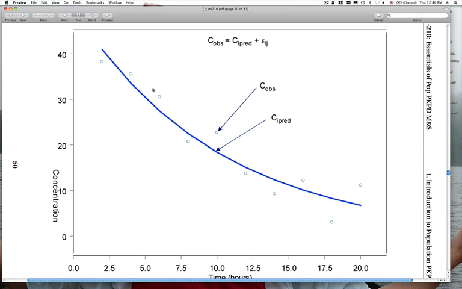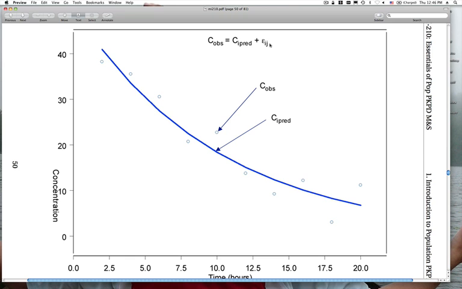There's some noise around that. And the noise is known as the residual error. So the difference between this observed value and the corresponding predicted value, the individual predicted value, is equal to this epsilon. So C observed equals C IPRED plus a residual error. You'll notice that the subscript for epsilon is IJ, I for individual, J for sampling point.